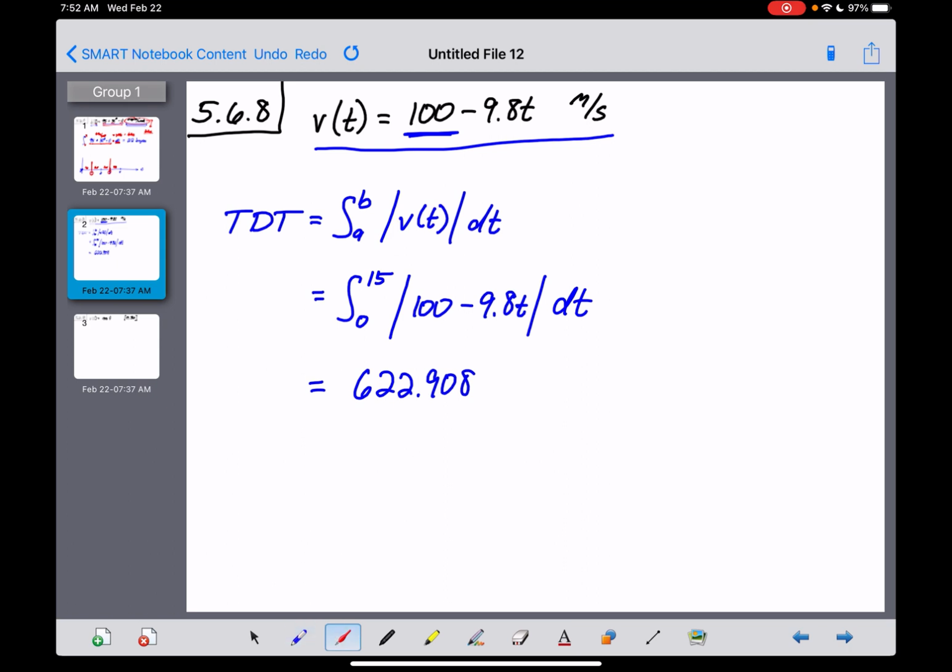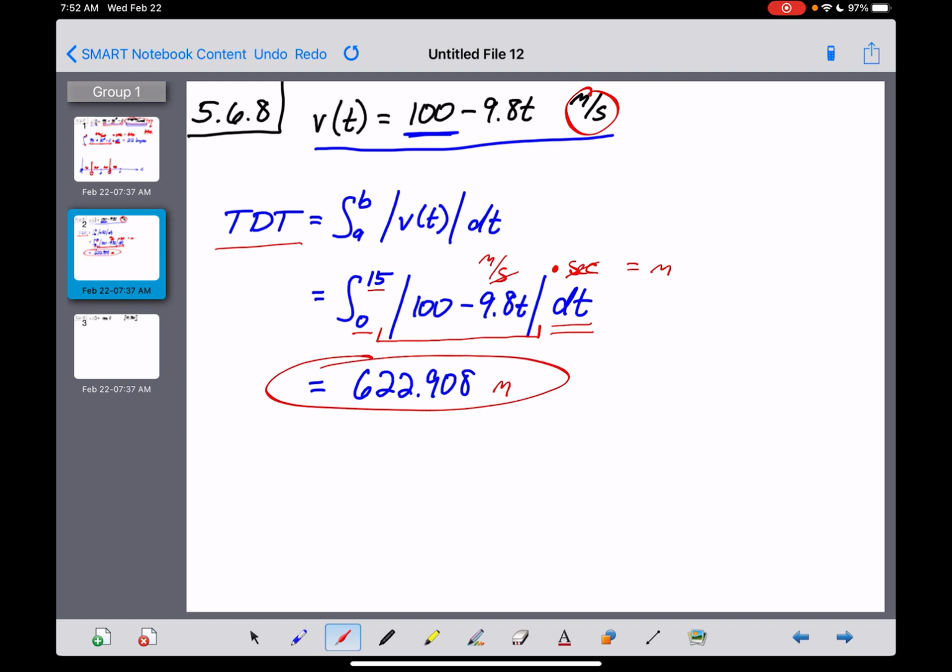So 622.908. And if we think about units right here, let's look at our integral. This function right here was measured in meters per second, but that now gets multiplied by dt or delta t, and the 0 and 15 were being measured in seconds. So the meters per second times seconds, the seconds cancel, and we end up with just plain meters for our answer, which is a pretty logical answer here for total distance traveled. So that's the answer to this problem.